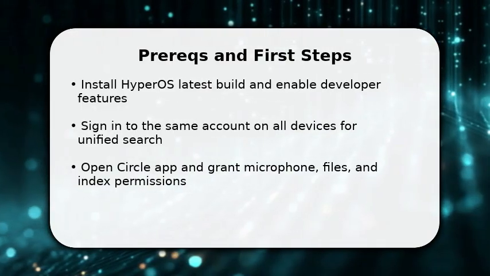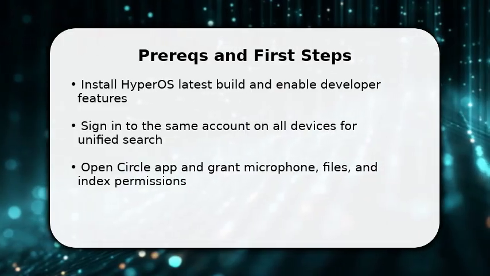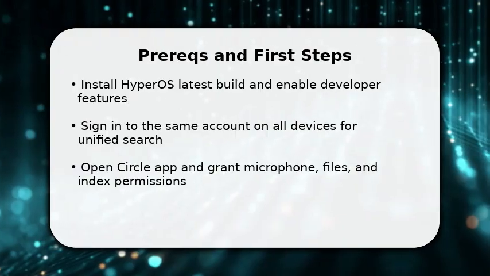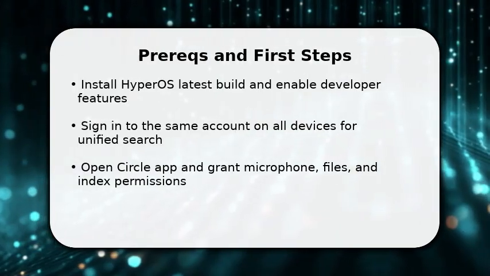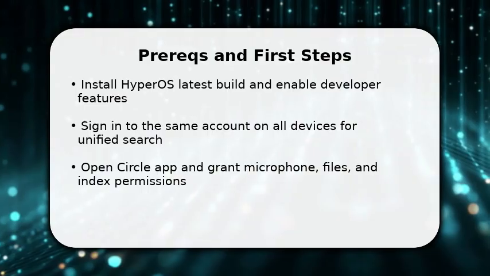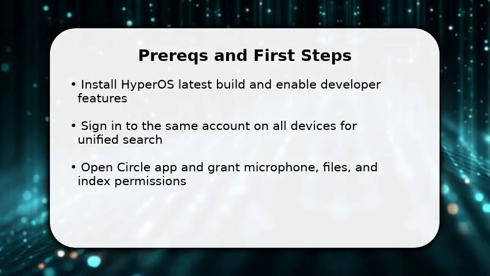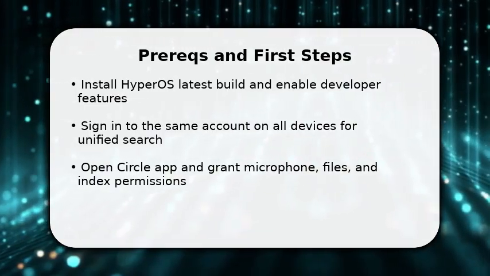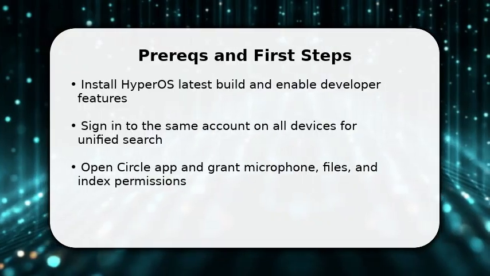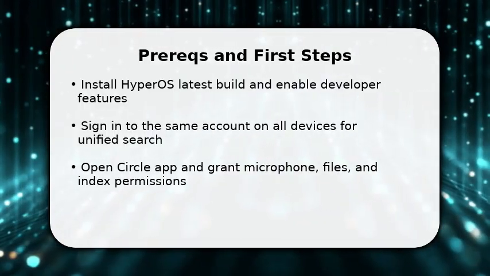First, sign into your account to sync history, then open Circle and let it run its initial index. This indexing step takes time, but is crucial because Circle relies on metadata and full-text search. Once indexing begins, make a quick test query to verify connectivity, and move on when the index shows progress.